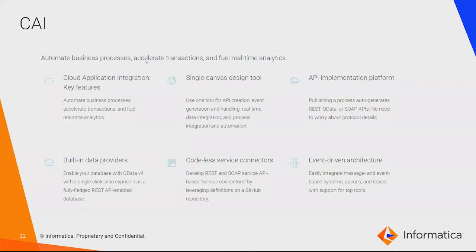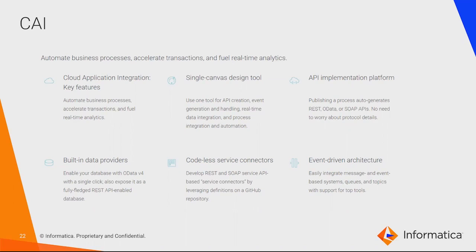Let's talk about key features of cloud application integration. The main focus of the CI application is to automate and orchestrate business processes. It provides a single canvassing tool that developers can use to define enterprise-level orchestration. You can design in one place, and you have the ability to execute anywhere, be it on-prem or on cloud. Once you've defined a process, you can automatically expose it as a web service without doing any hand coding. Use cases such as enabling a database with OData and exposing it as an API are possible with just a few clicks. You can pretty much consume any other web service, be it REST or SOAP, using service connectors.